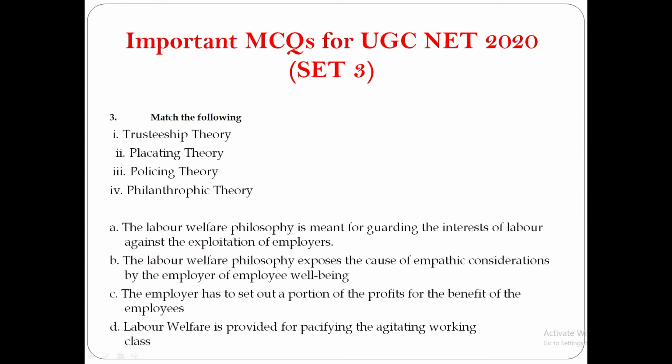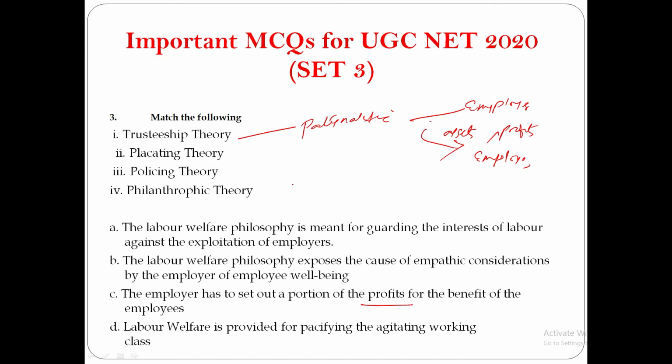Now next. Match the following. See, there are different theories with respect to labor welfare. So let us discuss these four theories and mark them directly. So what is trusteeship theory? Trusteeship theory is also known as paternalistic theory. It believes that employers are the owners of all the assets, let's say profits or all the income that comes in. So it is also their duty to share with employees. So number A is about sharing the profits. Whenever you see a term like profit, directly remember, this is trusteeship theory.